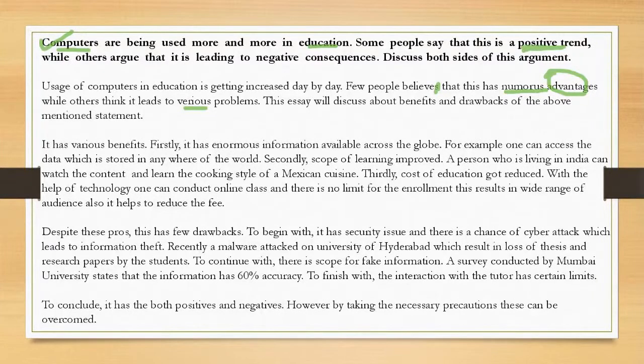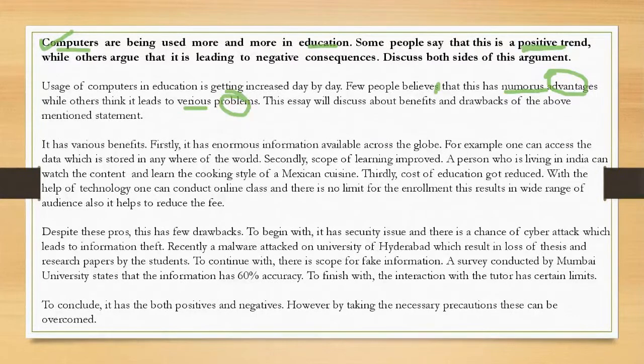Benefits, positives. "Prose" is incorrect because it's used in informal English. So you can use it in your spoken English or in your speaking test. Okay, very good, guys. What about problems?